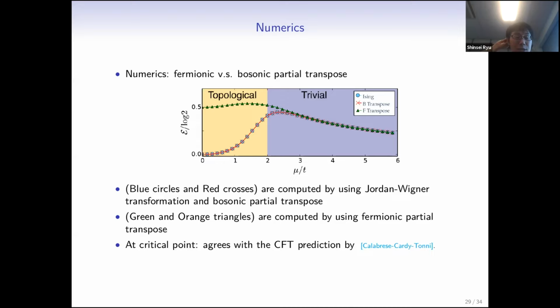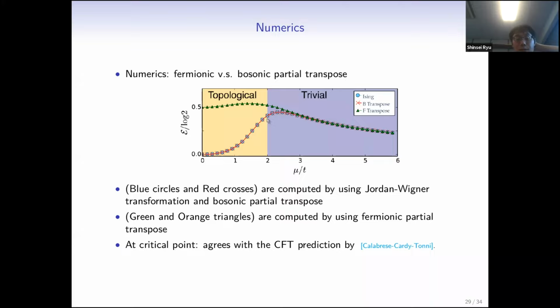It's interesting to compare this with a different definition of entanglement negativity. At least in this model, we could do the following. We take a fermionic chain, but we use the Jordan-Wigner transformation to convert it to the Ising model, a spin system. The Ising system of spins has just bosonic degrees of freedom, so we can take a bosonic partial transpose. If we do this, we get this red curve with blue circles. This is the result from the Jordan-Wigner transformation, and it does not agree with this definition.